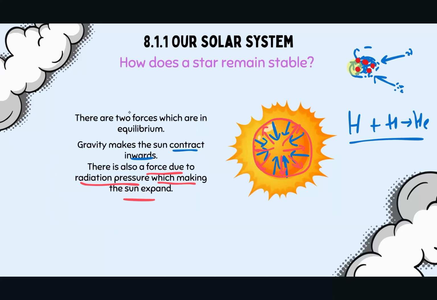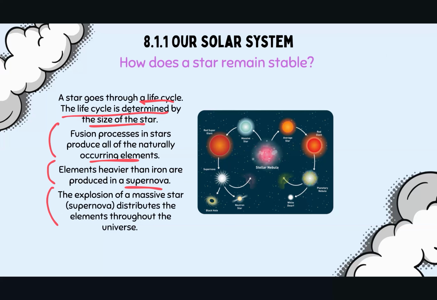Now we have a medium-sized star, so that wouldn't necessarily supernova. It would only be a giant star that supernovas. And when it does supernova, it explodes and it sends elements everywhere.